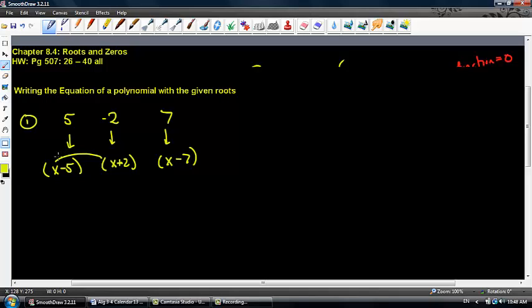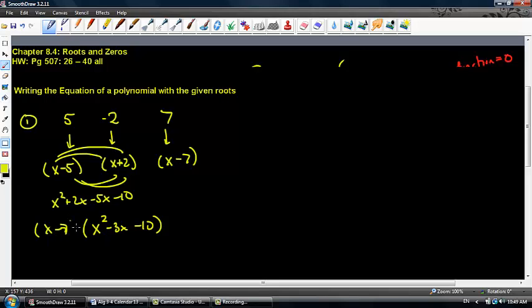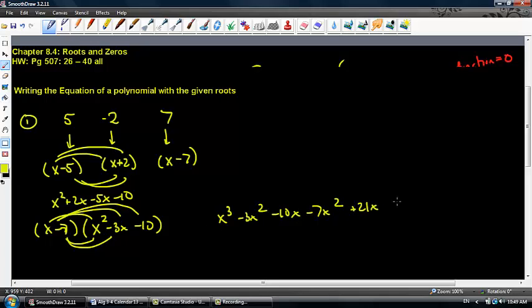We've got x squared plus 2x minus 5x minus 10. Let's combine our like terms here. That's x squared minus 3x minus 10. And then we're going to multiply the x minus 7 into that. So I got x to the third minus 3x squared minus 10x minus 7x squared plus 21x plus 70.